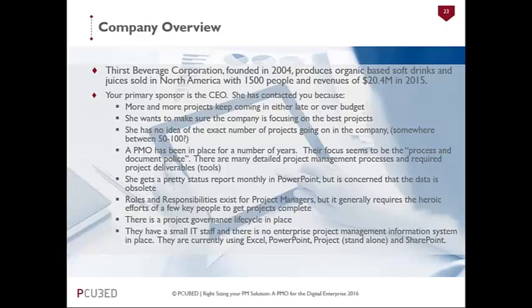Your primary sponsor is the CEO, and she has contacted you because, and here's the bulleted list, more and more projects in her organization keep coming in either late or over budget. And she wants to make sure that her company is focusing on the best projects for them. She has no real idea of the exact number of projects. She thinks it's somewhere between 50 and 100.